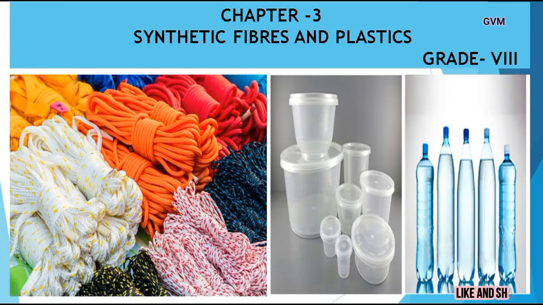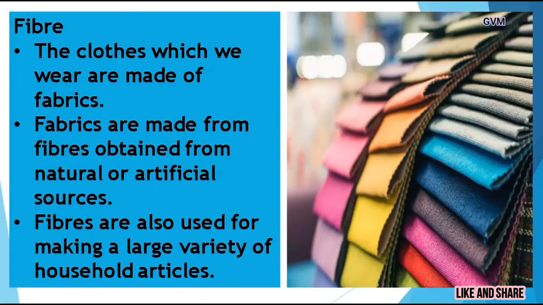So in this chapter we basically learn and discuss the different kinds of natural as well as artificial fibers, meaning synthetic fibers, and we will also discuss their characteristics. So let's start. Now students, as I said, the clothes that we wear are basically made up of fabrics, and generally fabrics are made from different types of fibers, and these fibers are obtained from two sources, natural or artificial sources.